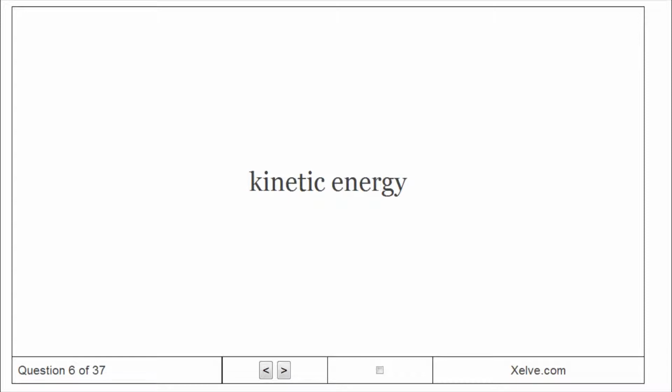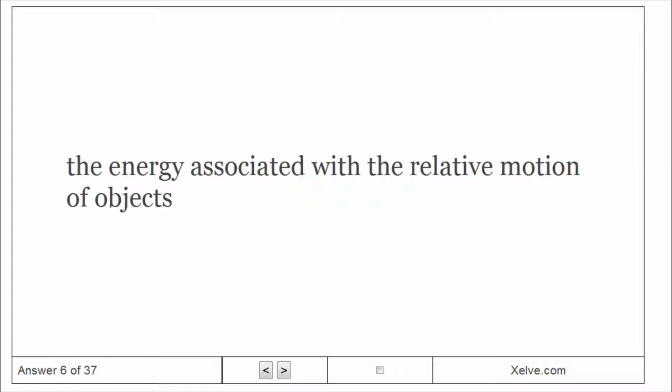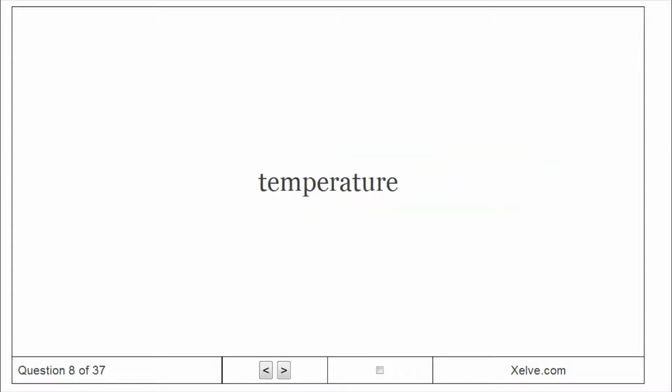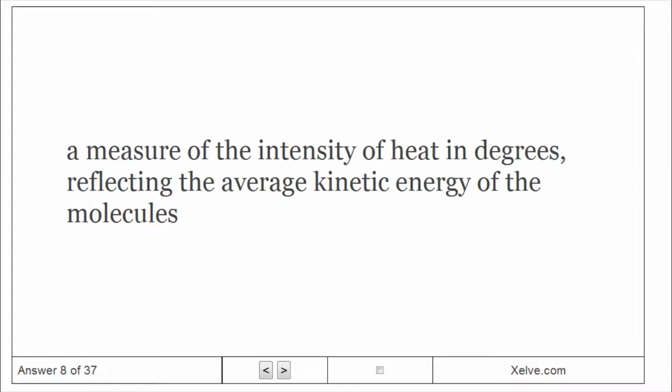Kinetic energy. The energy associated with the relative motion of objects. Heat. The total amount of kinetic energy due to the random motion of atoms or molecules in a body of matter, also called thermal energy. Temperature. A measure of the intensity of heat in degrees, reflecting the average kinetic energy of the molecules.